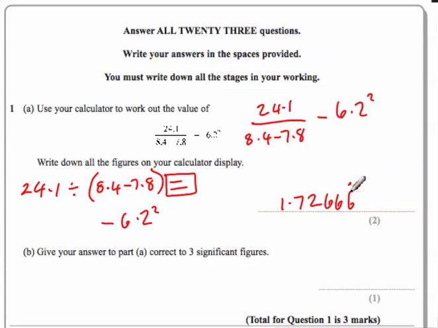1.72666 recurring. Okay, now the next thing is, it says give that answer correct to 3 significant figures. So the 2 is the third significant figure. Okay, so we look at the one next to it, which is the 6. The 6 tells us that we need to round the 2 up to 3. Okay, so that's 1.73.